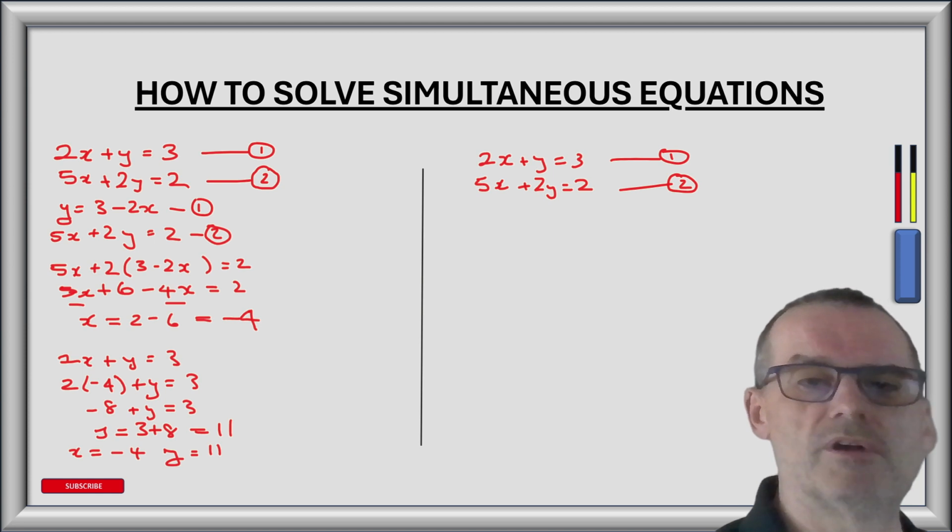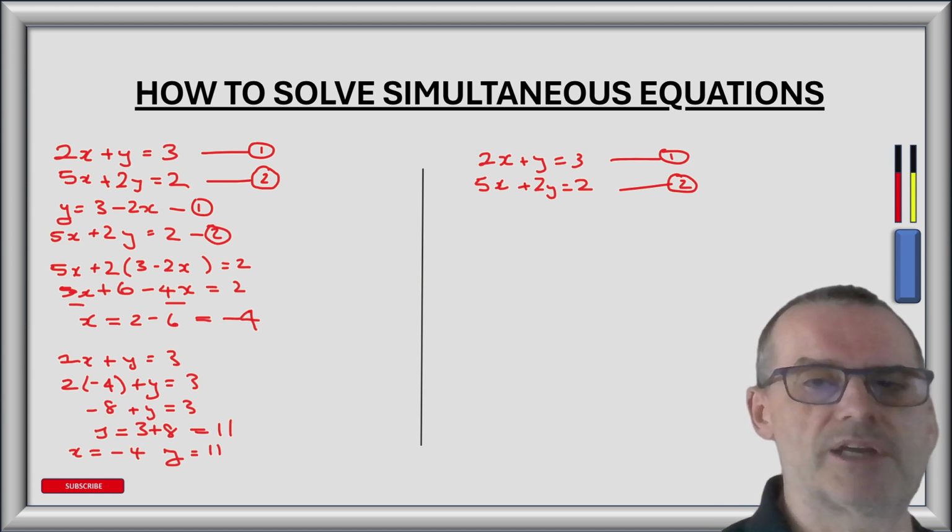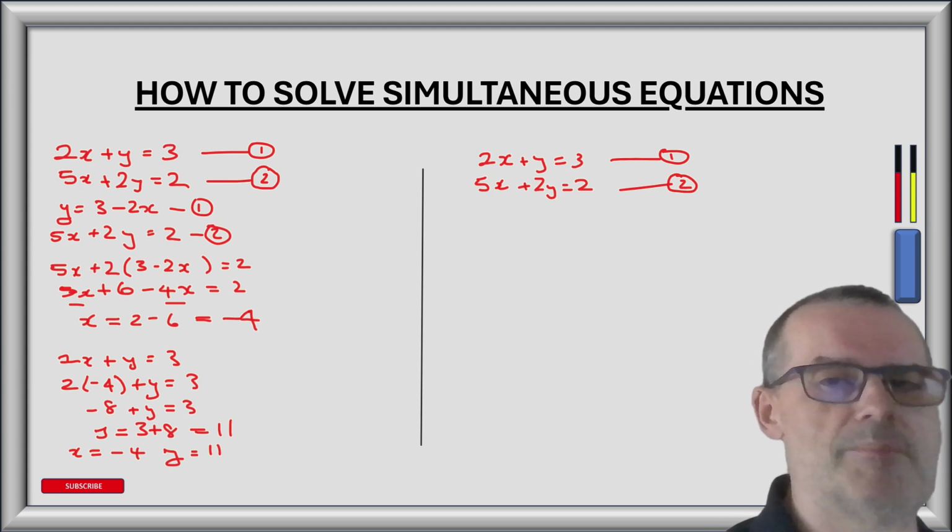Now moving over onto the right-hand side of the board, we're going to solve the same set of linear equations, but this time with the elimination method. To use the elimination method, we need to eliminate one of the variables, either x or y, from the two equations. So how do we do that?